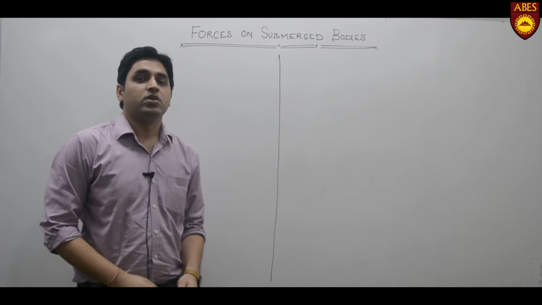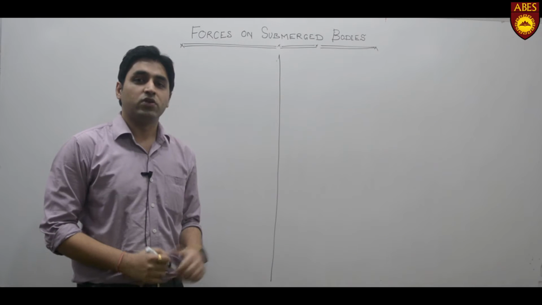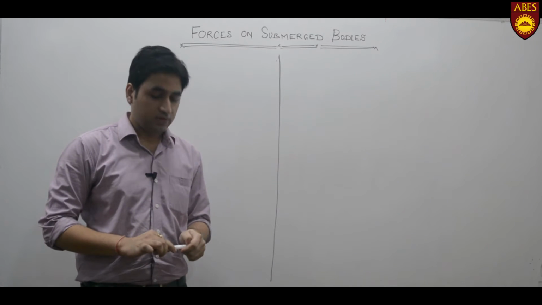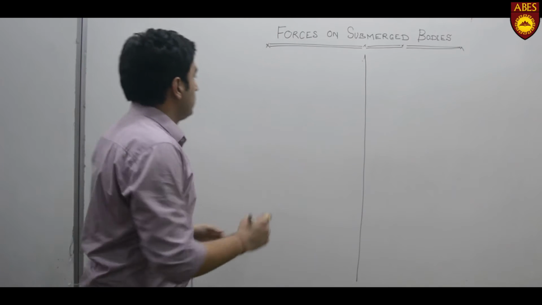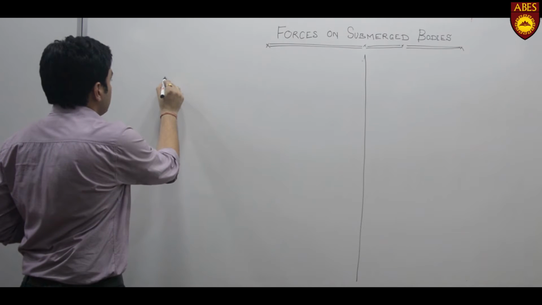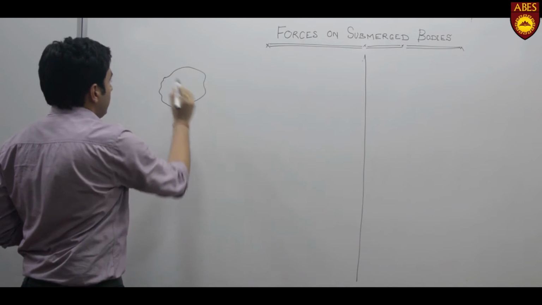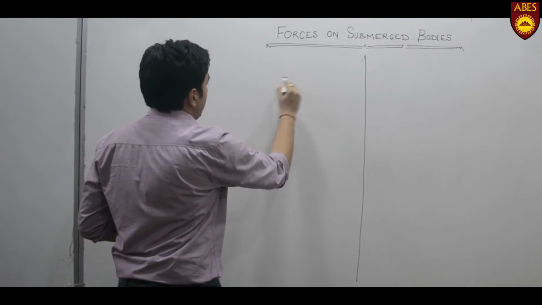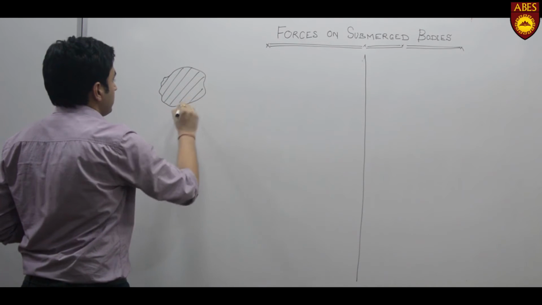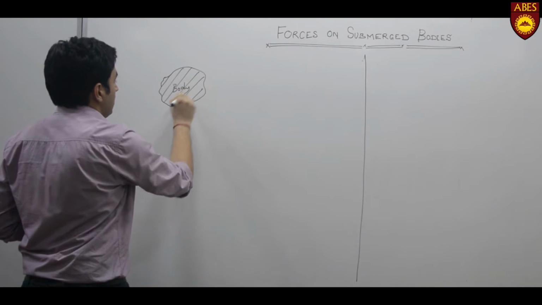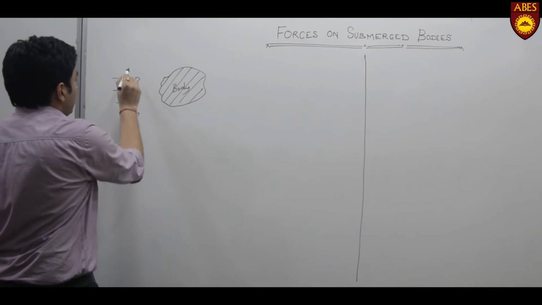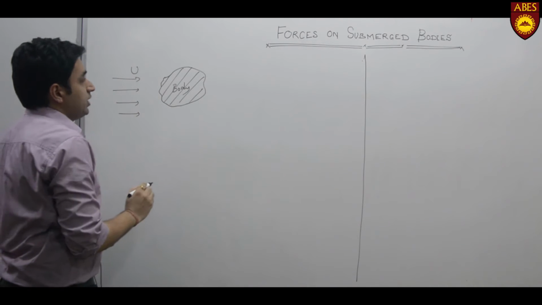Hello everyone. So today's topic of discussion is forces on submerged bodies. Now we look at how many forces are acting on some particular submerged body. First of all, there may be two cases possible. One is, suppose there is one random body of arbitrary shape, and it has been fixed. That is a stationary body, and the fluid is moving with a constant free stream velocity capital U.